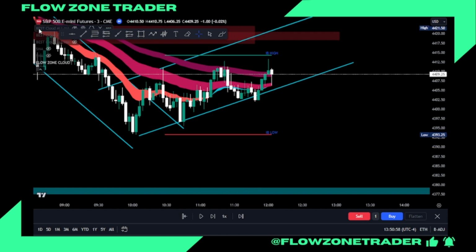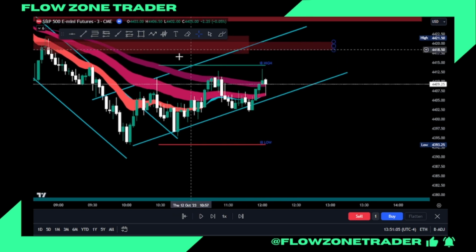Okay, it's one simple indicator. It's all I have on here, and it is called the Flow Zone Cloud. This is something that I developed and programmed with some strict rules.